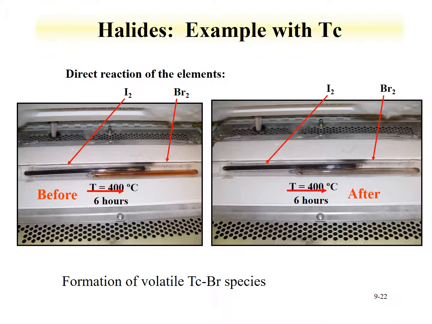The other thing that isn't as noticeable in this figure, but is shown here, is that in the cooler part of the tube, you have the condensation of technetium bromide species. The starting material was here as elemental technetium, and in the formation of the bromide species, it migrated down to the end of the tube. This can be used as a process for separations.